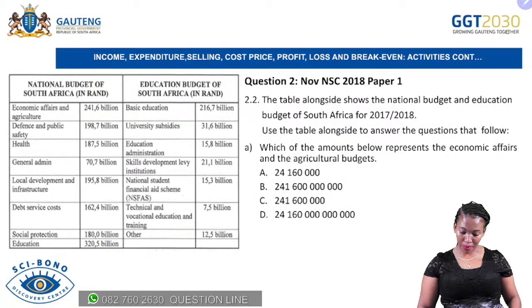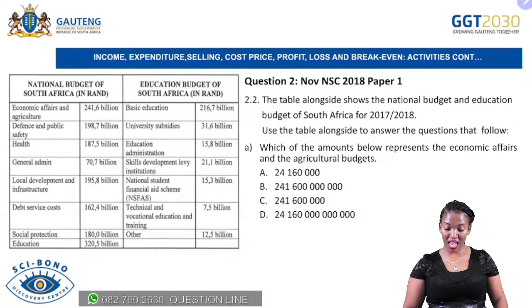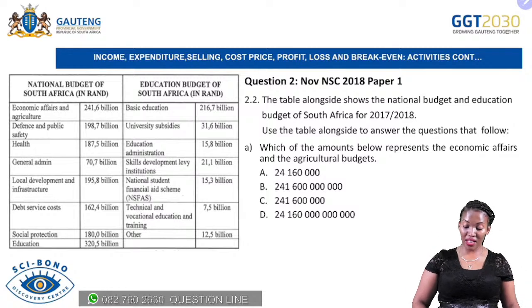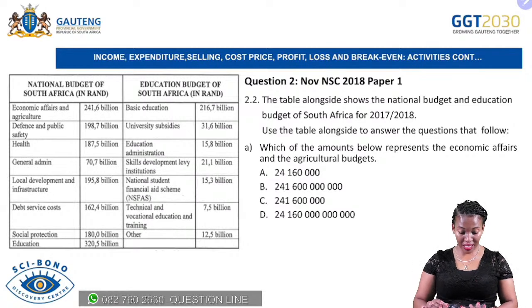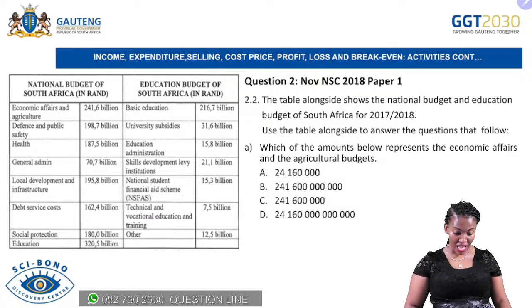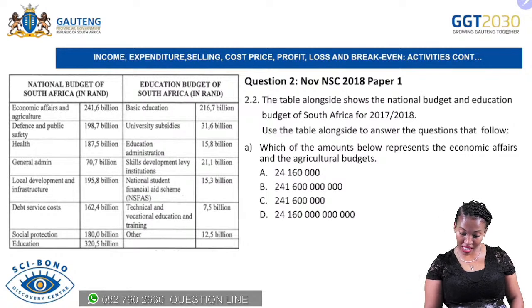And then we've got the table that is given to us, and it shows the national budget and education budget of South Africa for 2017-2018. We are going to use the table alongside to answer the questions that follow. I'm not going to go to the questions yet. I'm just quickly going to analyze the table that is given to me.